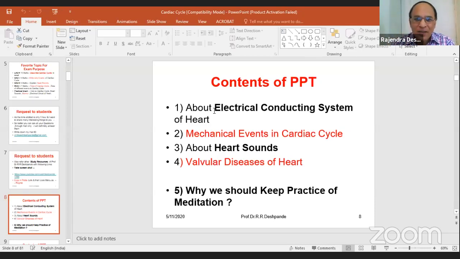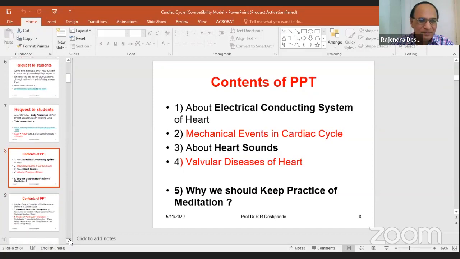We will see something about heart sounds. They are very essential with the cardiac cycle. Valvular diseases of the heart that affect the cardiac cycle, valvular defects. Why we should keep practice of meditation? Last interesting slide. We will see what that is about meditation.